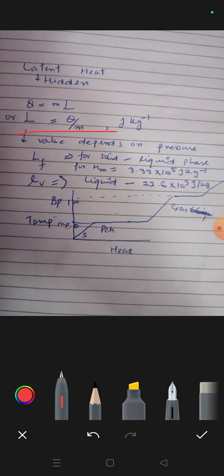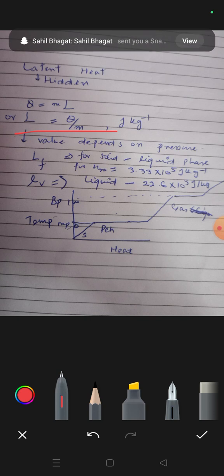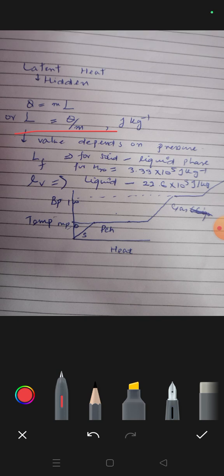You must have observed sometimes that when you are taking a hot tea, the vapor is really hot. We are from the Himalayan region, and we have similar experiences as well. So this is latent heat, and the SI unit is joules per kg.